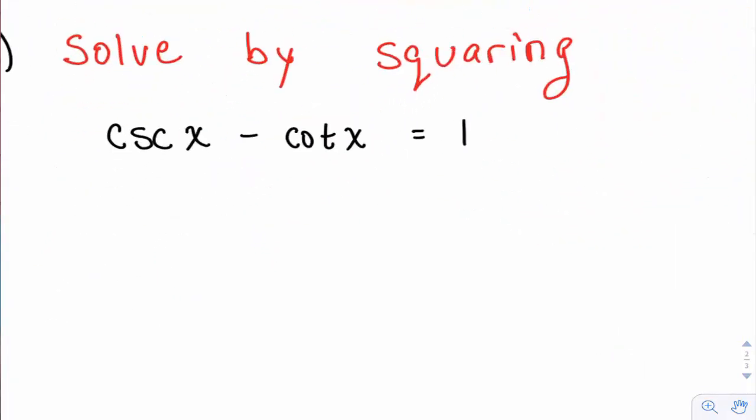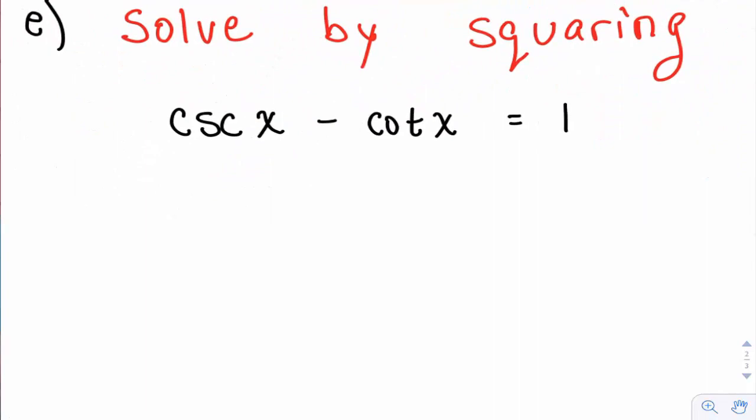So lastly, we have solving by squaring. If I was going to solve by squaring, this involves you hopefully knowing some trig identities. That's definitely going to help here. If you don't know your trig identities, well, that's going to be a problem. We definitely, like I said, need to know those identities, and they're going to get used here. So try to make a point of knowing your identities for cosecant, cotangent, and tangent, and all those things, and that's what's going to happen here.